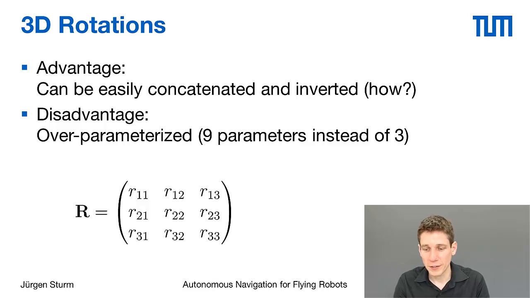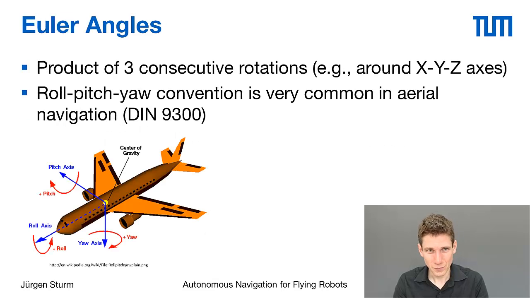So if you use that in an optimization task, then you'll have to make sure that the 9 parameters that you're estimating actually form a valid rotation matrix, and that's usually not very trivial. So the question is, aren't there any other representations that are minimal or close to minimal and that help us during these optimization problems? One very common form, and probably also the best known form of such a representation, are the Euler angles.